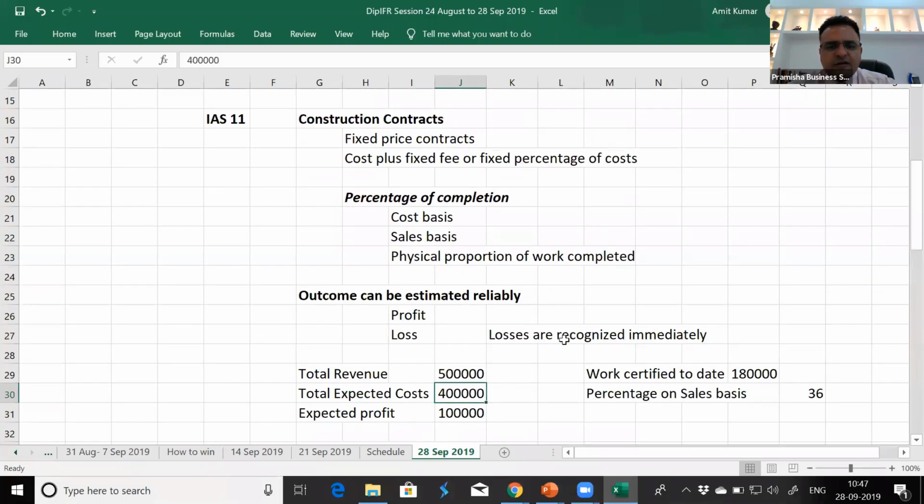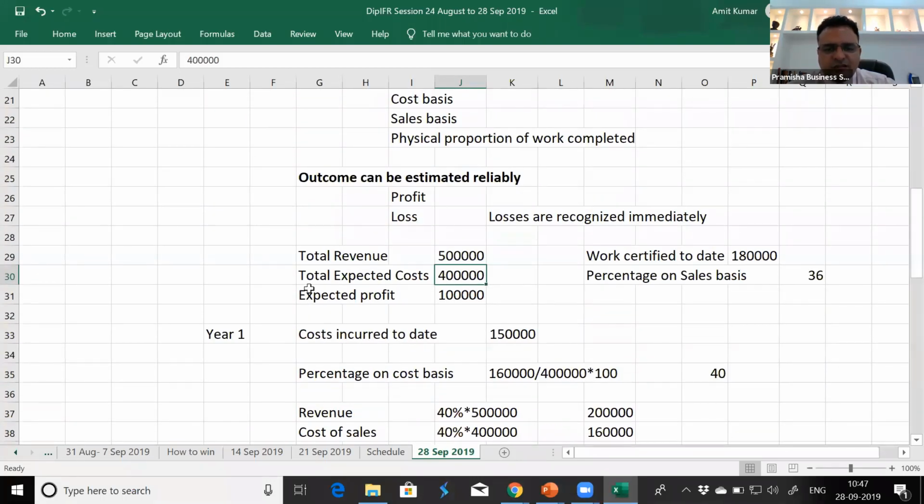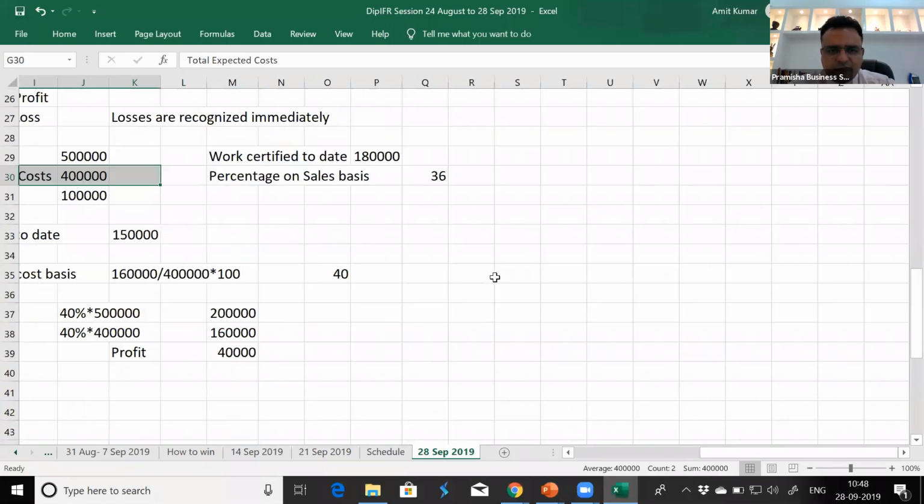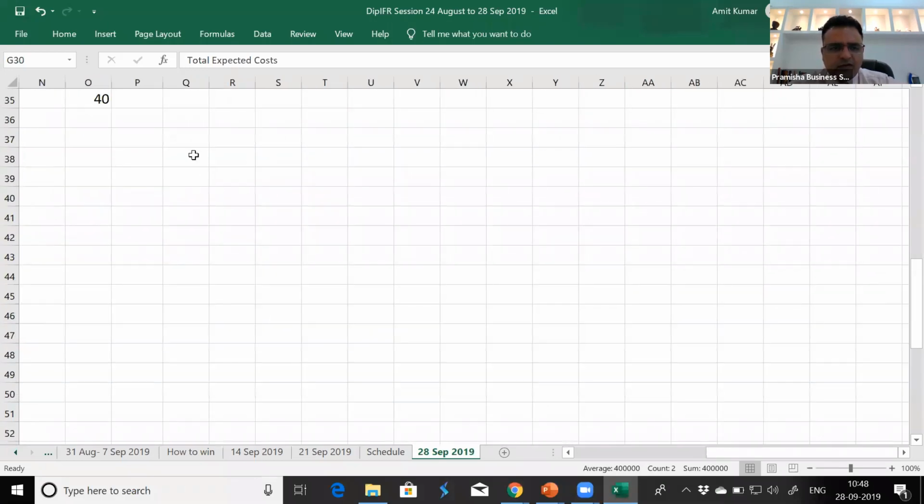The total expected costs can change for 3 or 4 reasons. The reasons can be variations, claims, penalties, incentives.